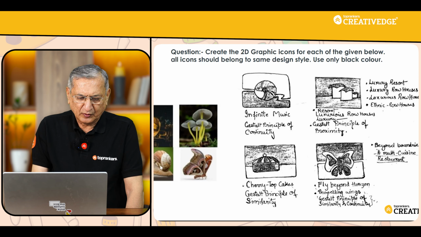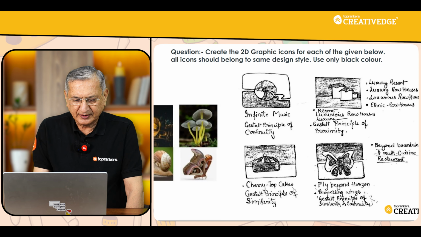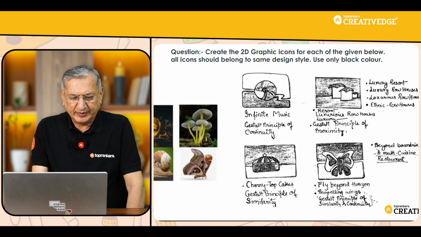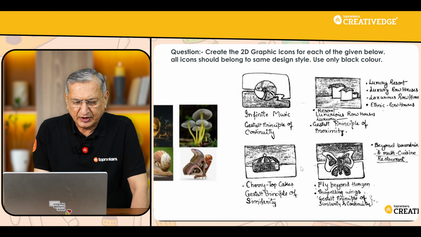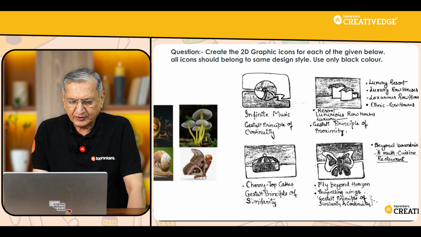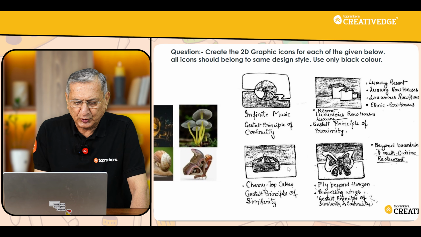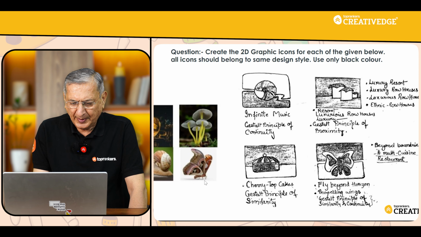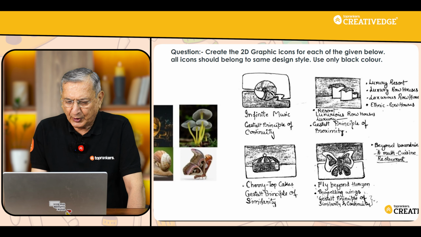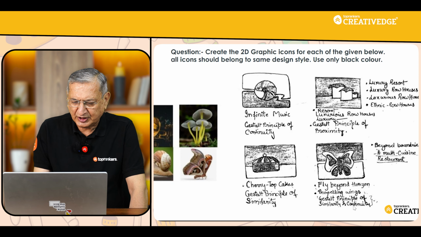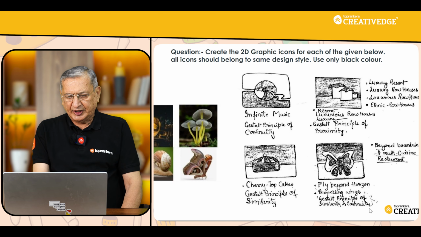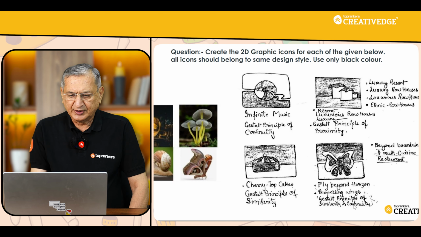Then the third one, where you see a snail. Cherry top cake is the inspiration. I mean, the snail is the inspiration for this company of cherry top cakes. Gestalt principle of similarity has been used here. In the last one, the butterfly is seen here, and the company name suggested from this is Fly Beyond Horizon, Propelling Wings is another name. Gestalt principles of similarity and continuity, both have been used.